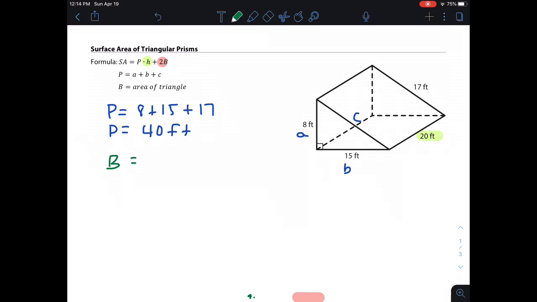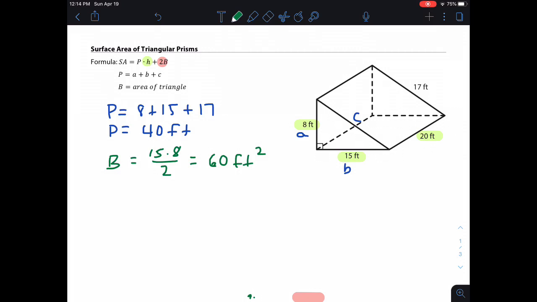So the capital B is going to be the area of the triangle. If I want to look at the area of the triangle, I have a base of 15 and a height of 8. So I'm just going to do 15 times 8 divided by 2. 15 times 8 is 120, and 120 divided by 2 is 60. So I have 60 feet squared, because this is area now that we're talking about.